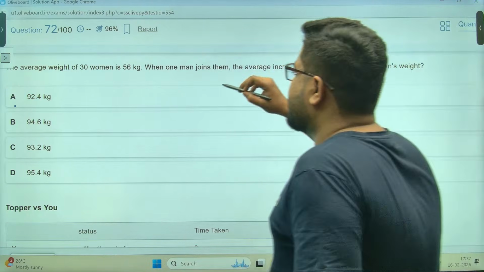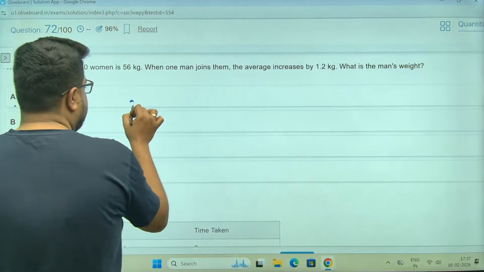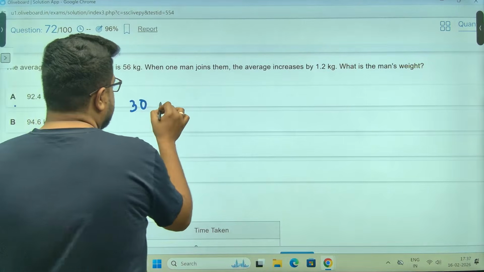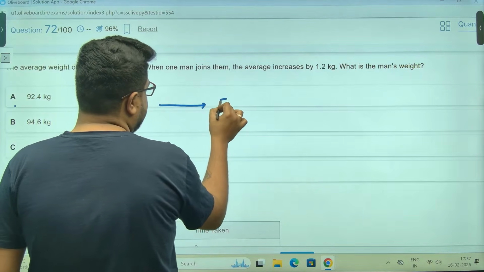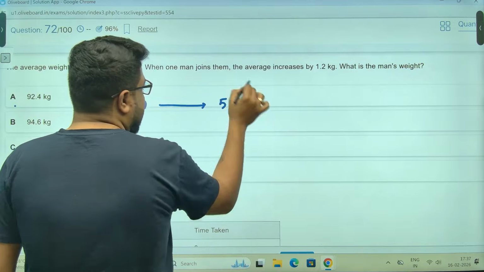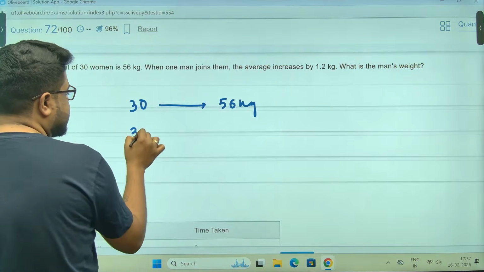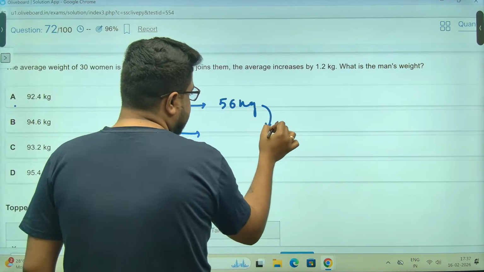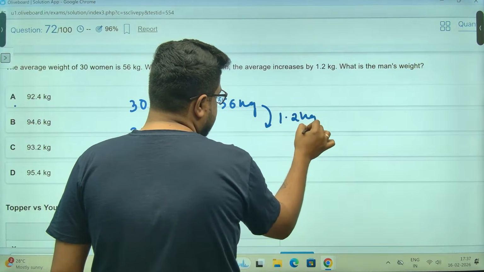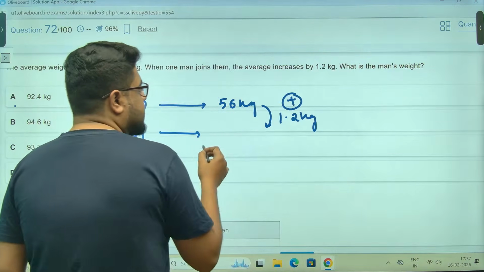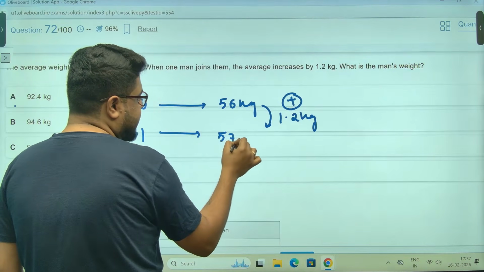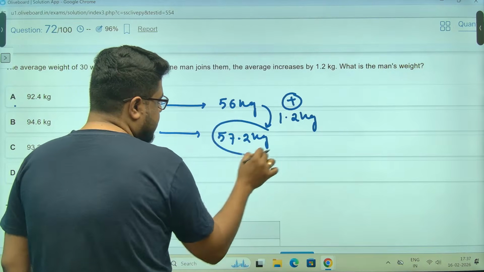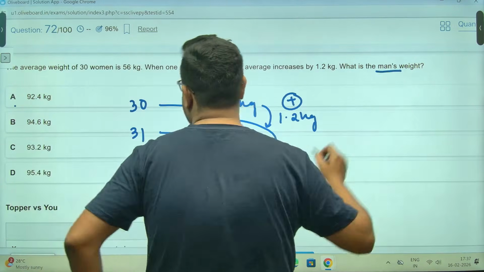Average weight of 30 women is 56. Achha sir, an inclusion type problem. 30 women, average weight is 56 kg. Another person joins, so it becomes 31. This increases the average by 1.2 kgs. So the average becomes 57.2 kgs. Now the question is, what is the weight of the man who has joined?